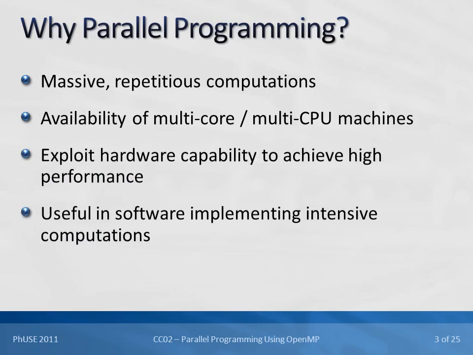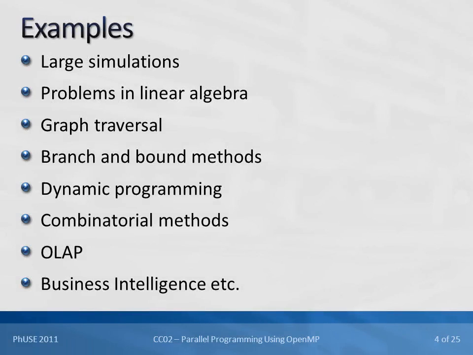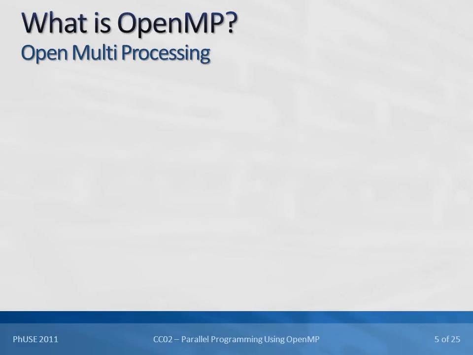Here are some examples where parallel processing could be useful: large simulations, problems in linear algebra, graph traversal, etc. We'll take this first example, large simulations, in this presentation. As a programmer, I have got the opportunity to write software that performs statistical computations, and some of this software also performs simulations of different aspects of clinical trials, and we'll just look at that today.